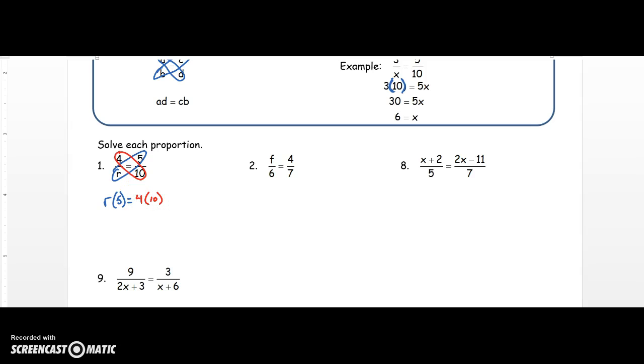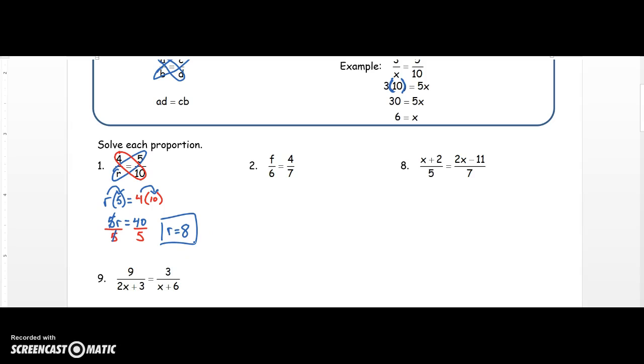The 10 will be in parentheses so that we can see that it's multiplication. Okay, now we're just going to get rid of the parentheses. r times 5 is 5r equals 4 times 10 is 40. Now to get the variable by itself, we have to do the opposite of what is shown with the variable, which is multiplication. So we have to divide 5 on both sides. So we get r equals 40 divided by 5, which is 8.